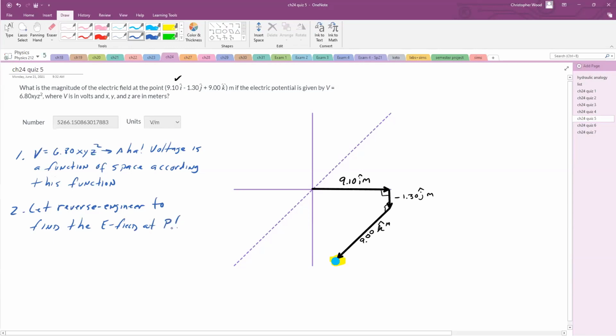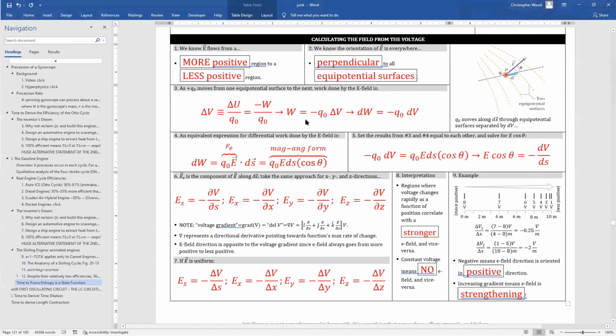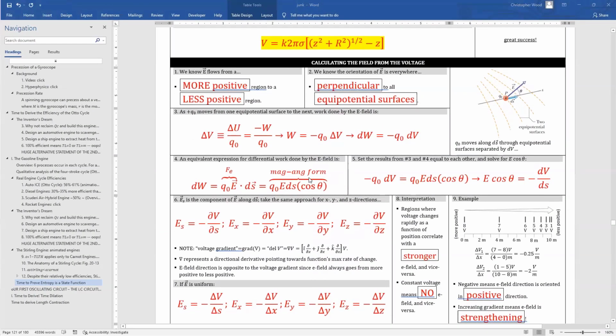Which is where Probert is standing. So specifically, how are we going to reverse engineer it? According to our lecture notes, this is what we're dealing with. We're dealing with Probert standing at a certain point.